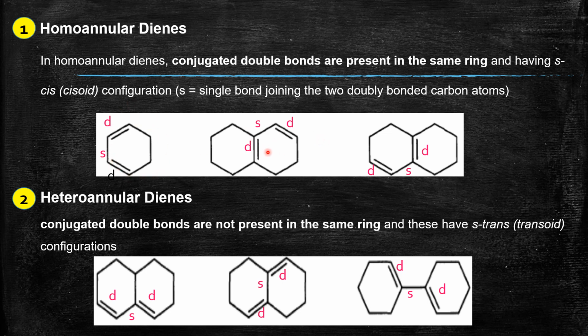Second example: two rings are fused together. The conjugated double bond, single bond, double bond, the conjugated double bonds are present in the same ring. We call this a homoannular diene.